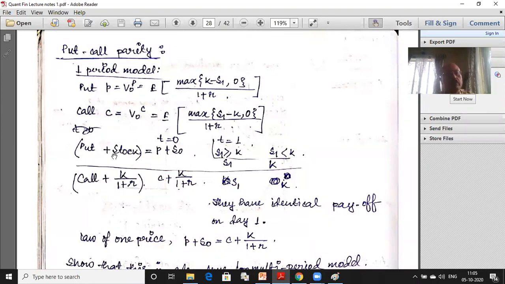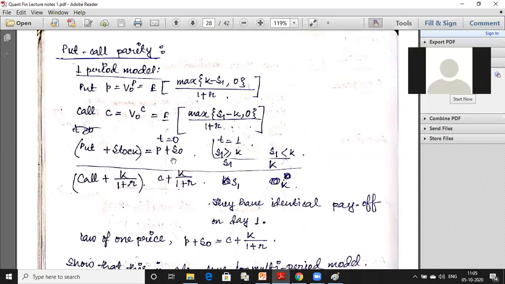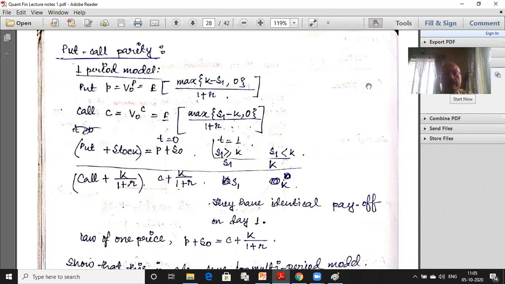So if I have the put contract and the stock in my hand as my portfolio, then this is the... Yes. Did somebody ask something? Was there a question? No. Okay.